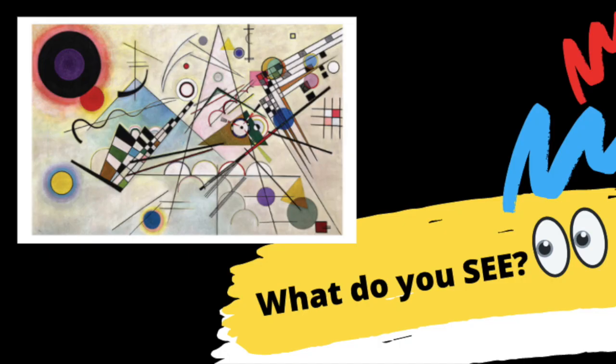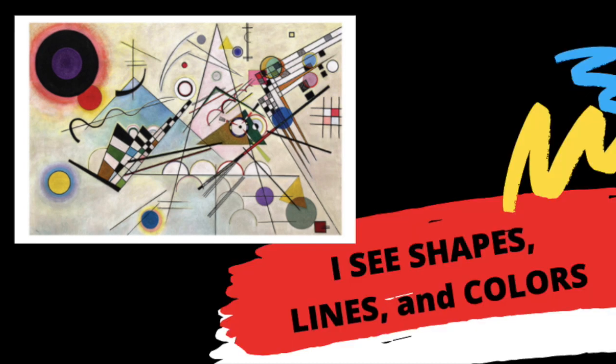Let's take a look at this painting here by Kandinsky called Composition 8. What do you see? Think for a minute, and then say it out loud. When I look at this painting by Kandinsky, I notice a lot of shapes like triangles, circles, semicircles, squares, different kinds of lines, straight lines, squiggly lines, curved lines, and I also notice a lot of colors, purple, red, blue, yellow, and so many more.